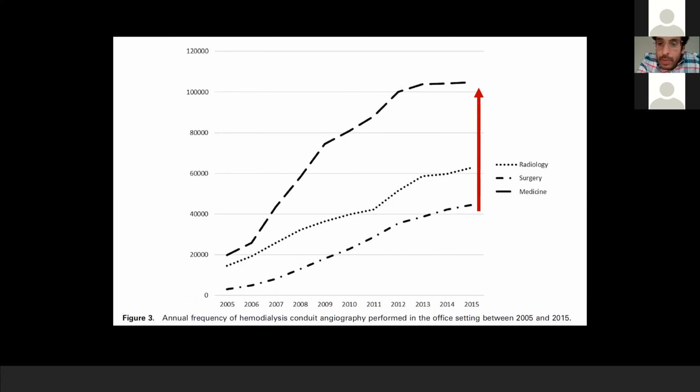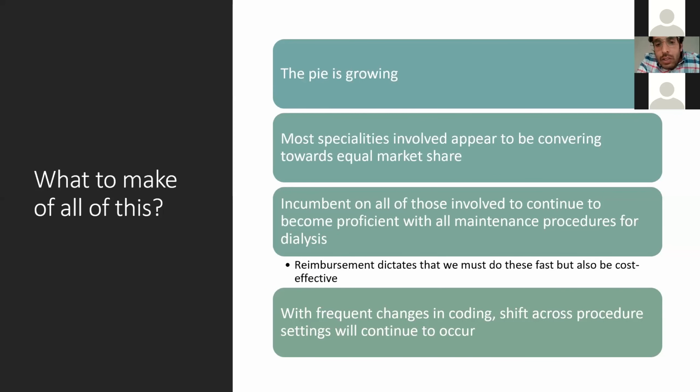And the same thing is true by setting. We're also seeing this being done in the OBL or outpatient setting more often. So this is just reflecting real world changes. What to make of this is that the pie is growing. Most specialties involved appear to be converging towards an equal market share. It's incumbent on all of those involved in taking care of these patients to become proficient with all maintenance procedures. And as reimbursement is getting tighter and tighter, we need to focus on doing these fast and being cost effective as well.